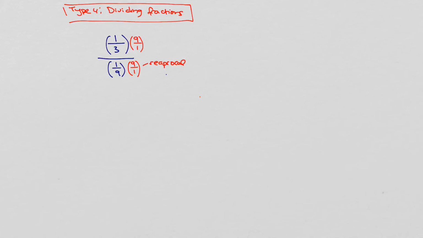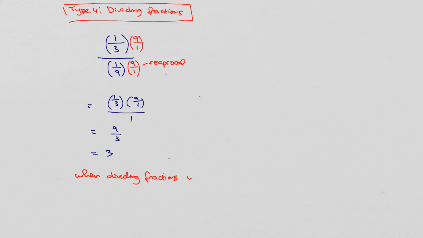So therefore what that leaves us with then is 1 over 3 times 9 over 1, all over 1. In other words, 1 times 9 is 9, 3 times 1 is 3, and divided by 1 is just 9 over 3, and 9 over 3 then is 3. So in other words, whenever we divide a fraction, we take the bottom fraction, turn it upside down, and multiply.